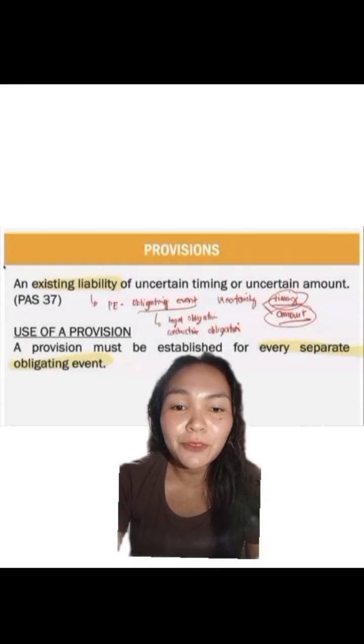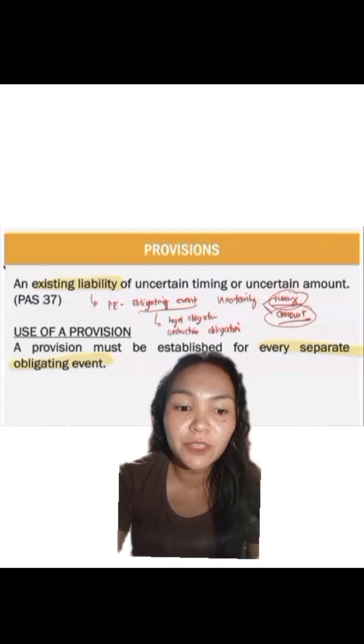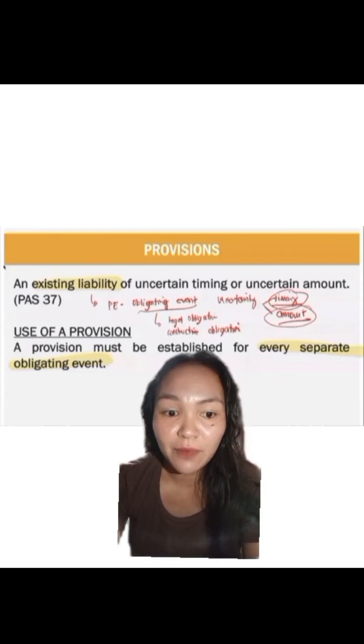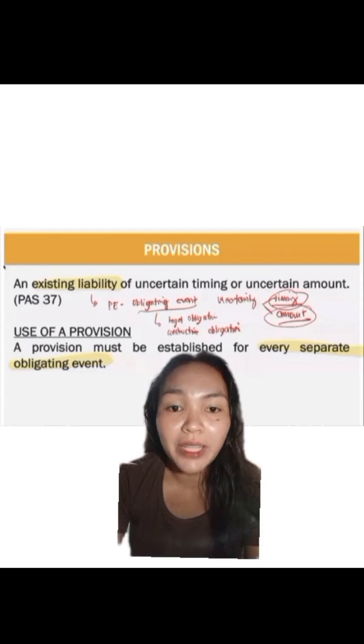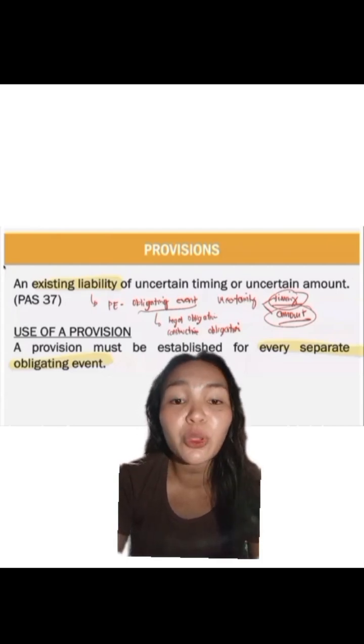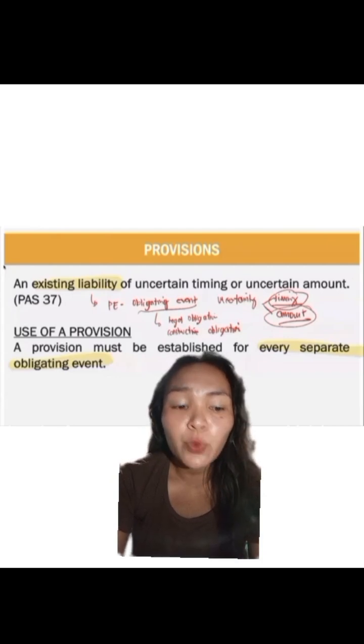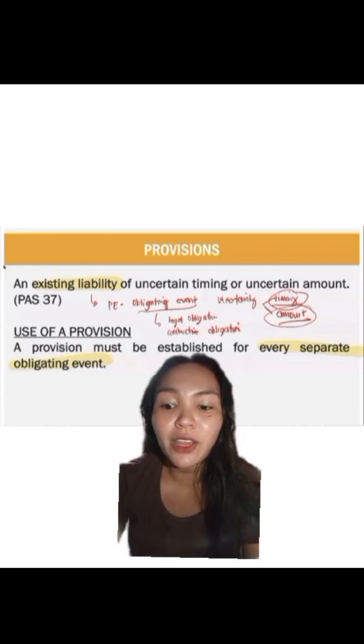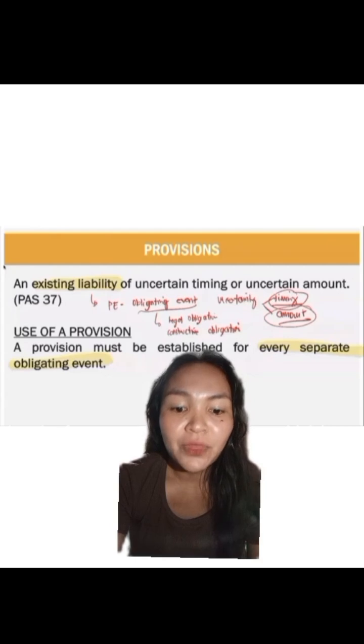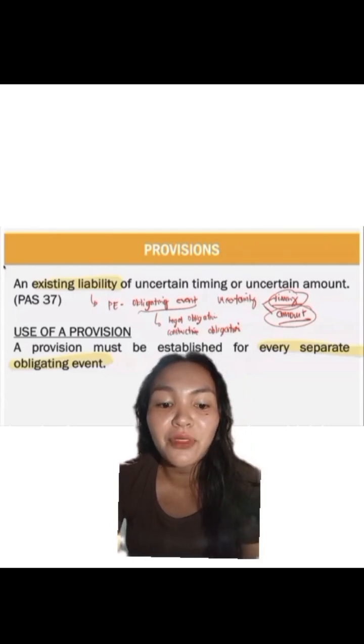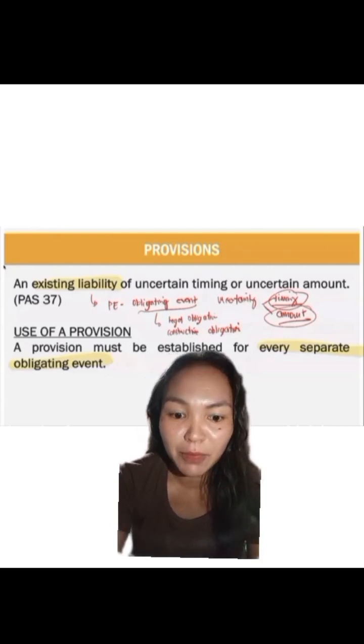So, let's start. But first, of course, let's define what is provision. Provision is an existing liability of uncertain timing or uncertain amount. So, take a look that your provision is considered a liability. So, it means there is already a past event, known as your obligating event, which now creates your liability. We should remember that one of the characteristics of liability is that it is based on a past event and there is an outflow of economic benefits.